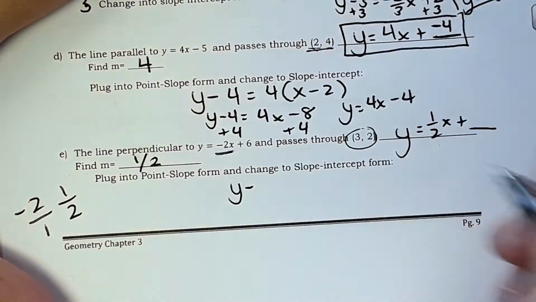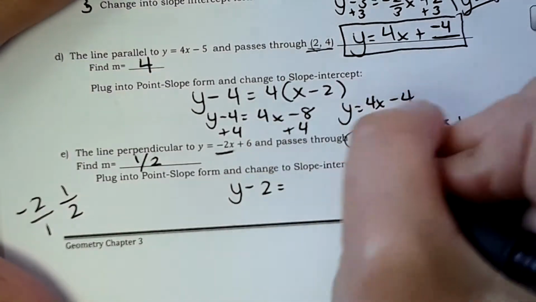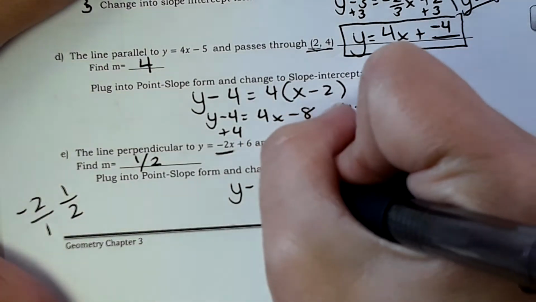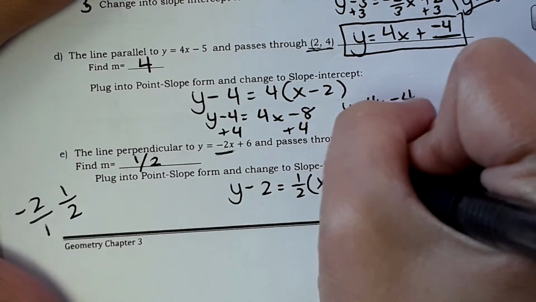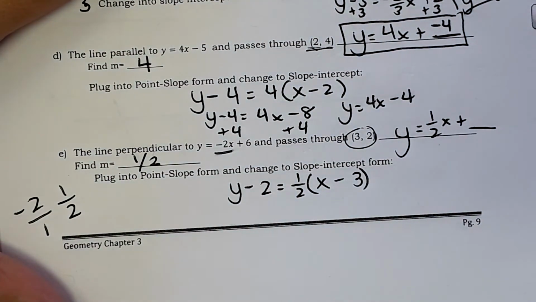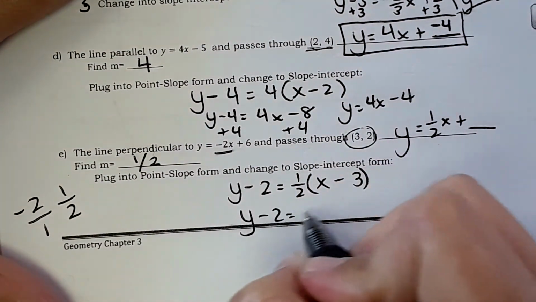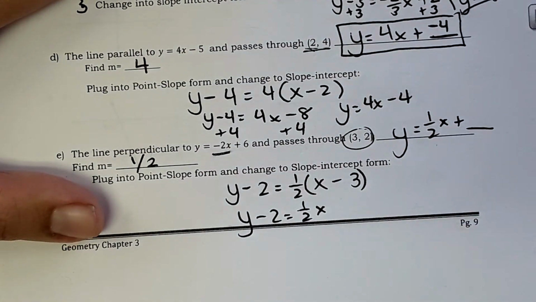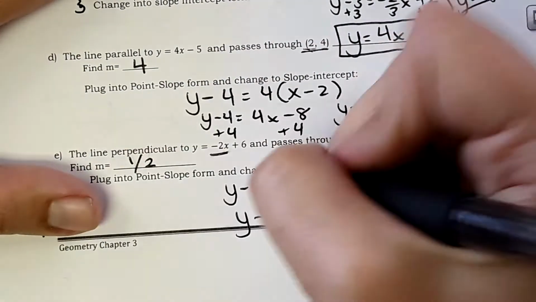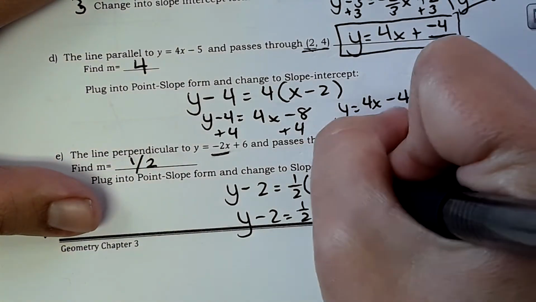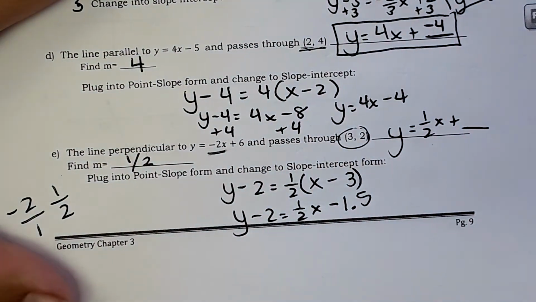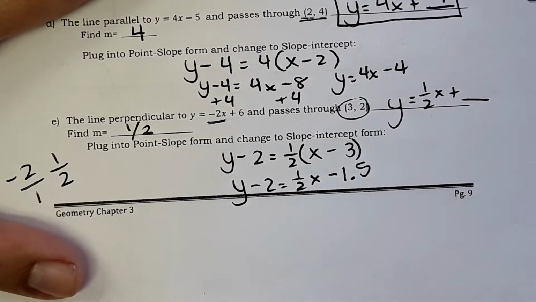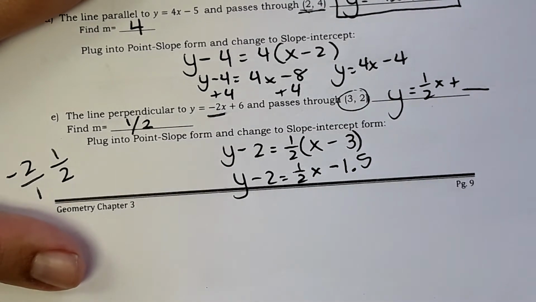So we're doing y minus our y, which is 2, equals the slope, 1/2, times x minus 3. And now we solve. Half of 3, I'm just going to say 1.5 because I'm a cheater and I like decimals better. Half of 3 is 1.5.